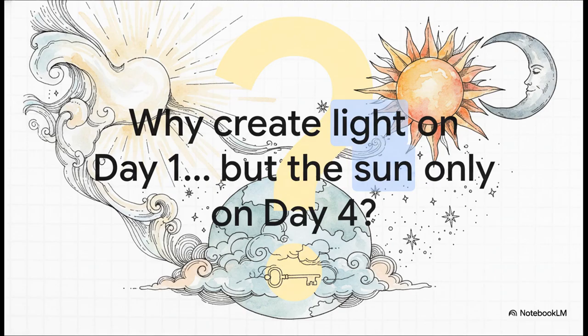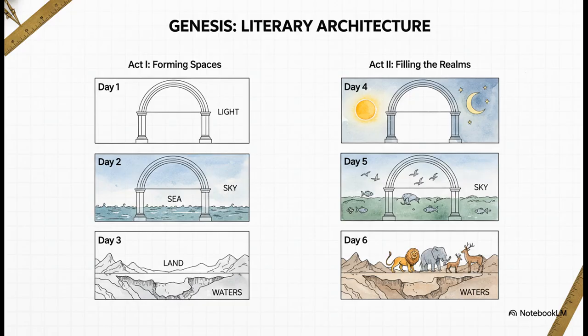If you've got light on the very first day, what in the world are the sun and moon for when they finally show up 3 days later? It just feels out of order, almost like a mistake. But here's the thing, it's not a mistake, it's a clue. And here's the key to unlocking the whole thing.